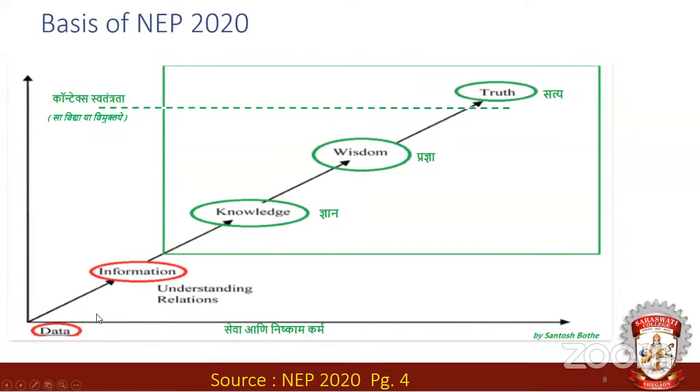data. Data is a collection of some facts and figures. That's the definition. But if the students have captured data, they have some data like what is the capital of India, how much is the population, or what is the distance between this place and that place. These are questions about data and information.